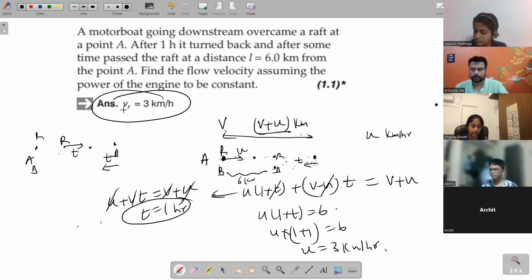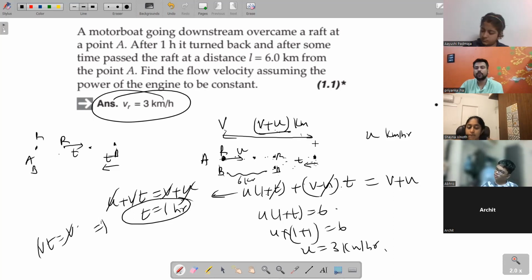Can you explain it again, sir? See, now just looking at this equation, I observed that this UT will cancel. From here V cancels, UT will cancel, so T equals 1. So we can see that after turning back, for another 1 hour, the boat has to travel back. Then only it will meet the raft.